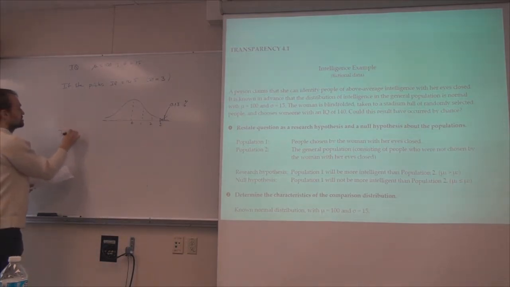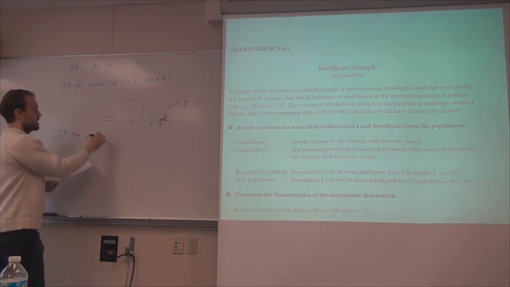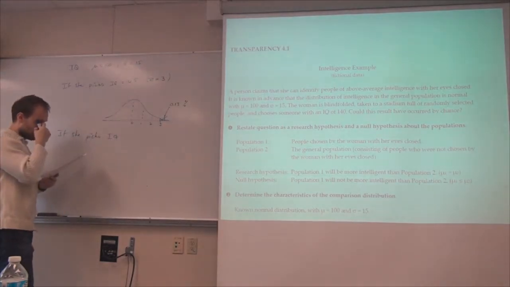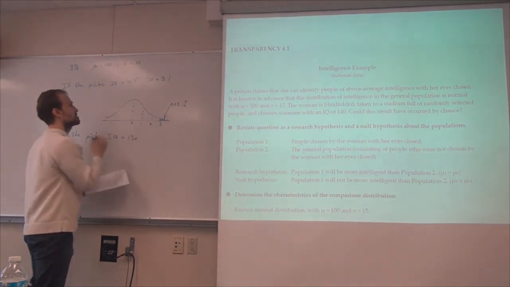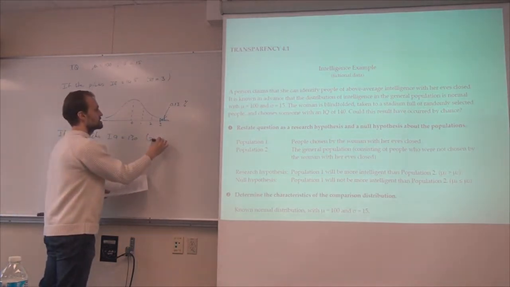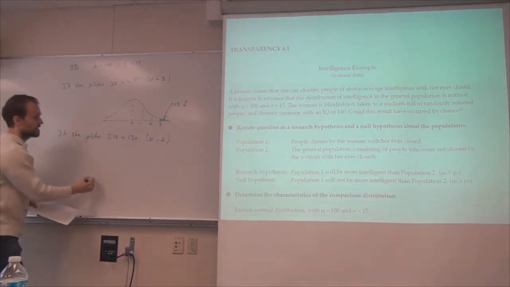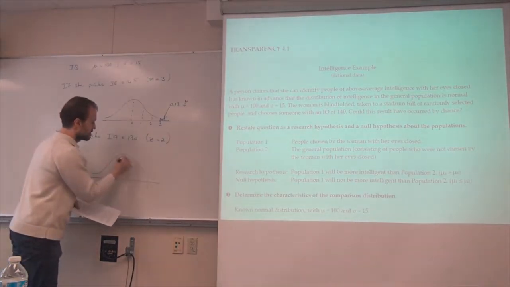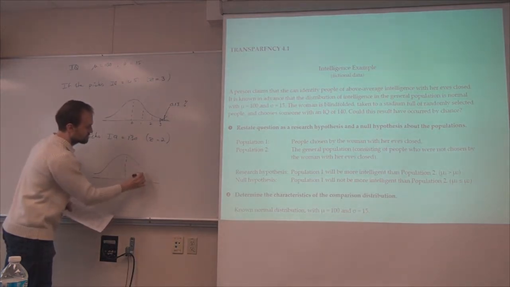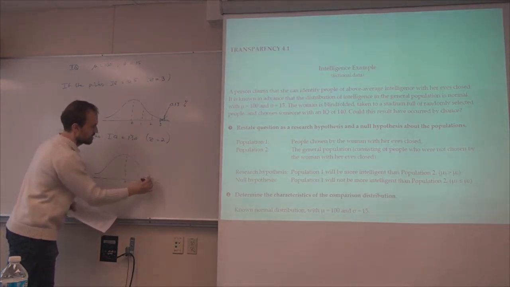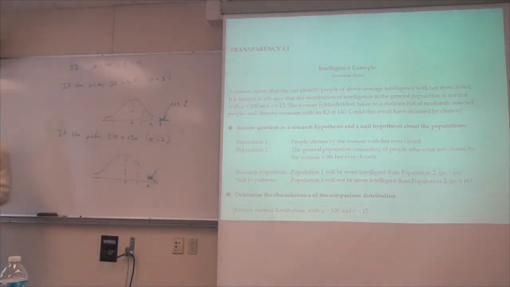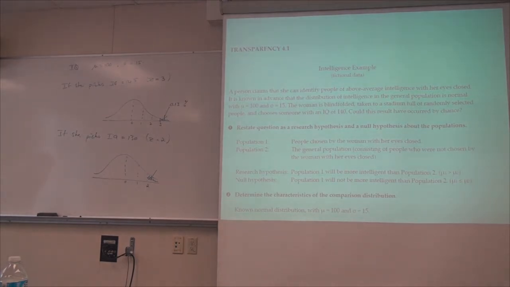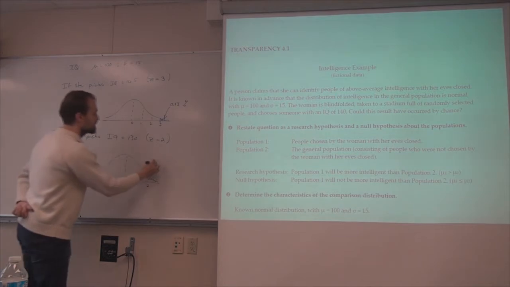If she picks an IQ score of 130, I'm just picking nice numbers so we don't have to worry about getting the Z value. That would be a Z value of 2. And then that's 0, 1, 2. What is that probability? I look for 2, 2.28. Is that right? 2.28%.